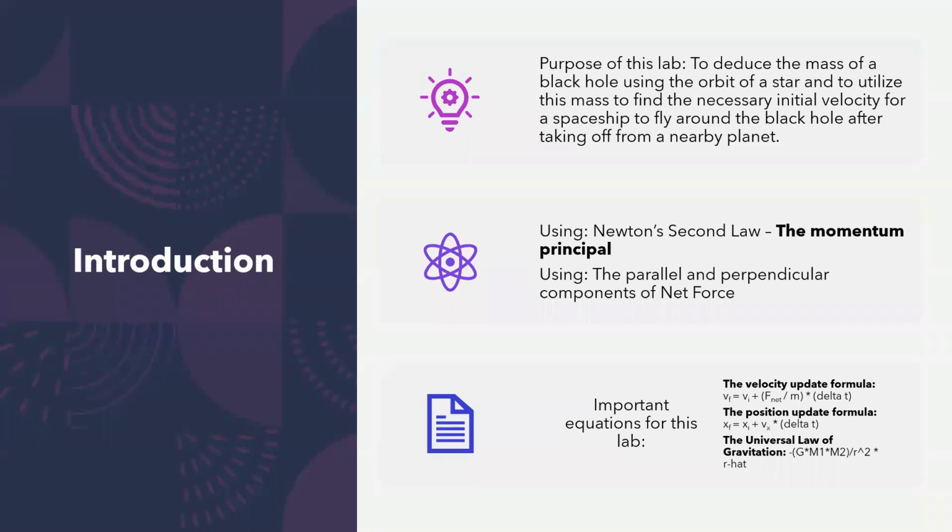Introduction to this lab. The purpose of this lab is to deduce the mass of a black hole using the orbit of a star and to utilize this mass to find the necessary initial velocity for a spaceship to fly around the black hole after taking off from a nearby planet.